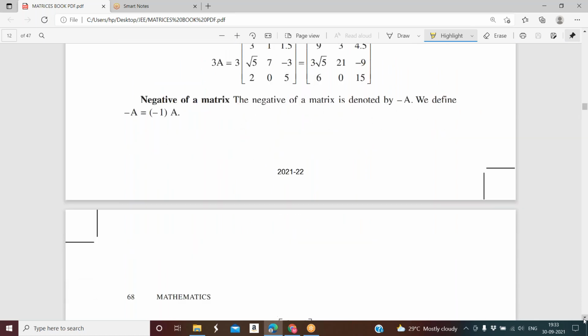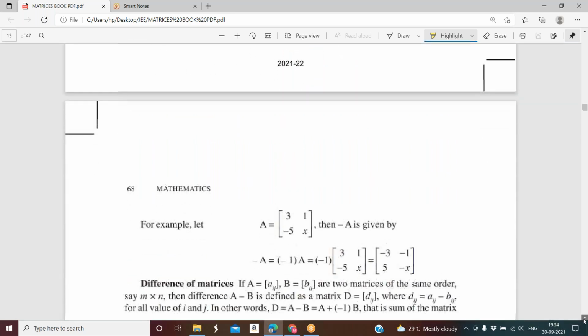Next, negative of a matrix. What do you mean by negative of a matrix? Negative of a matrix is denoted by minus A. It is defined as minus A equals minus 1 into A. This minus 1 is nothing but a scalar. So what you're doing is multiplying each element of A by -1. If you multiply each entry of A by -1, then it gives minus A.